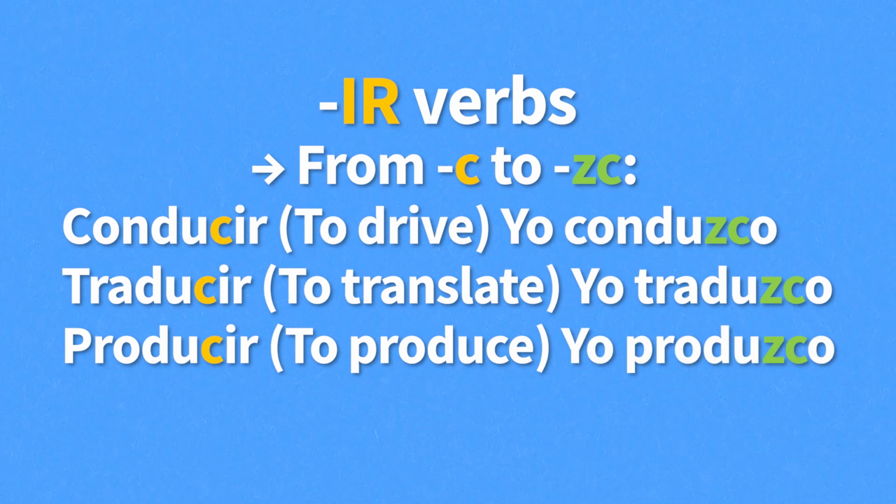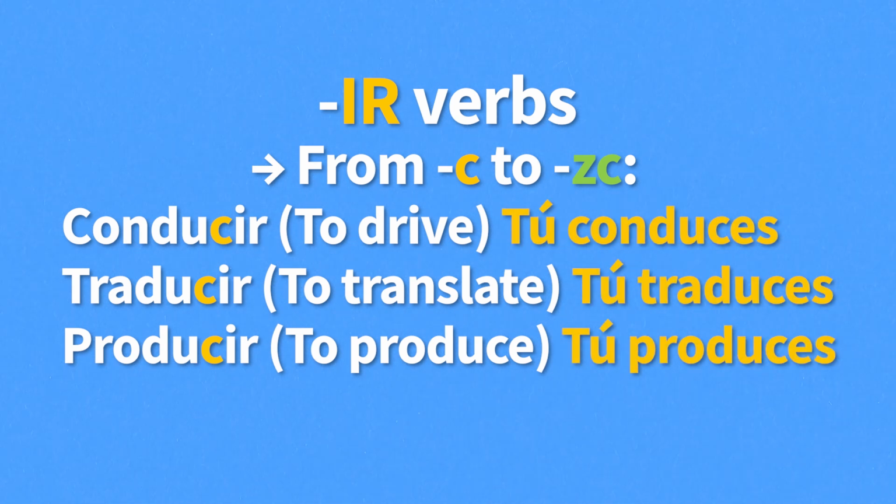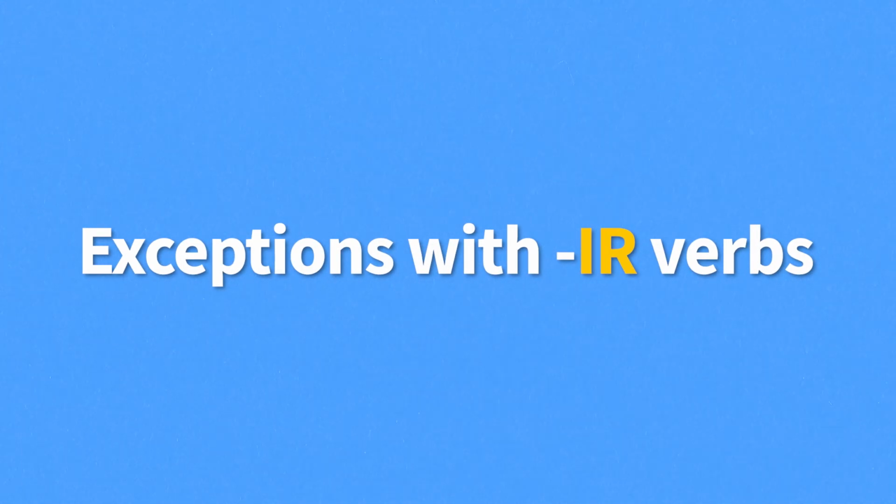And just like with ER verbs, this stem change only applies to the yo form, so other pronouns are not affected. But that's not all. There are a couple more exceptions with IR verbs. First, we have the verb oír, to hear, which is highly irregular and has a different root for the pronoun yo.